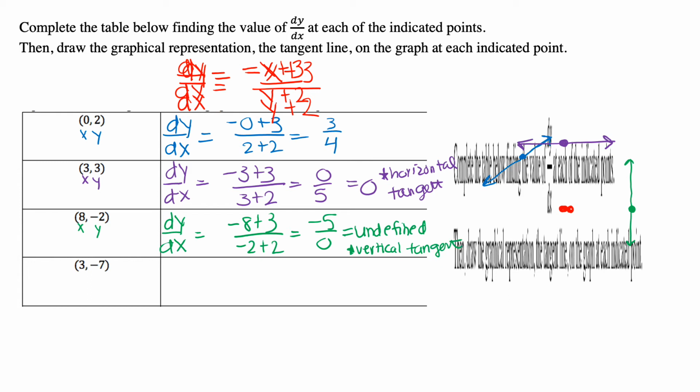And our last one on here, we want to use the point (3, -7) as our x, y, finding dy/dx, plugging in (-3 + 3) over (-7 + 2), which gives us, again, 0 over -5, which is just 0. So looking at our function, or our circle, at (3, -7), now we're at this bottom point. We have another horizontal tangent.